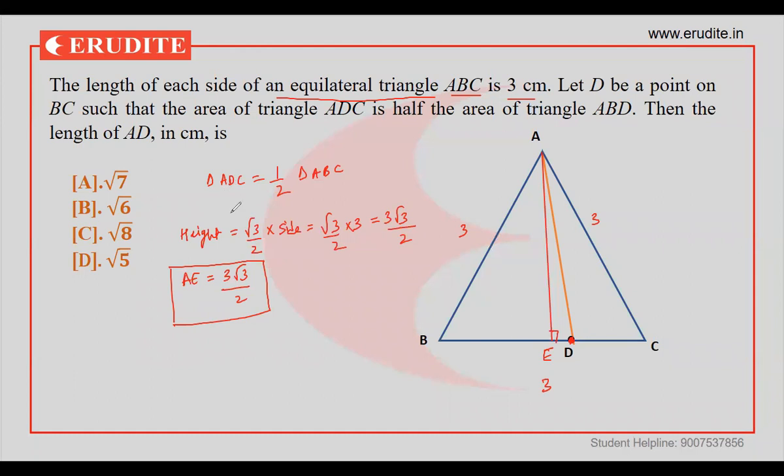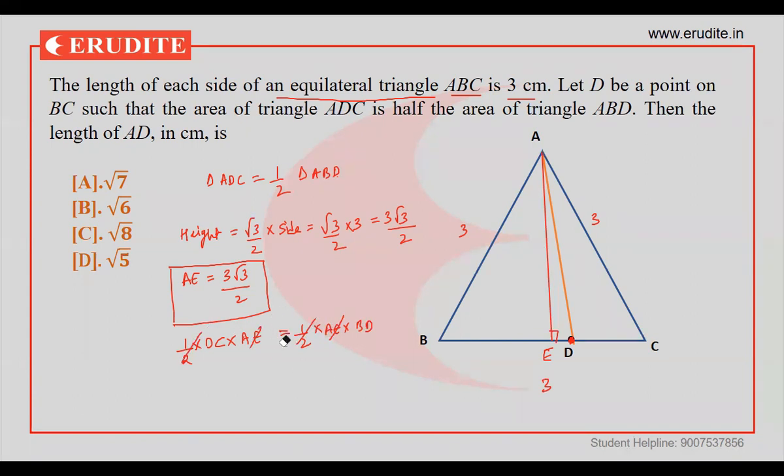Now, for the triangle ADC, what is the area, guys? Half base is how much? DC into height. Height is nothing but for triangle ADC, the height is AE. Equal to half. What is the area of the triangle? It's not ABC, it's ABD. Right? It is half. For triangle ADB, the height is AE and the base is BD. So AE and AE cancel, this and this cancel.